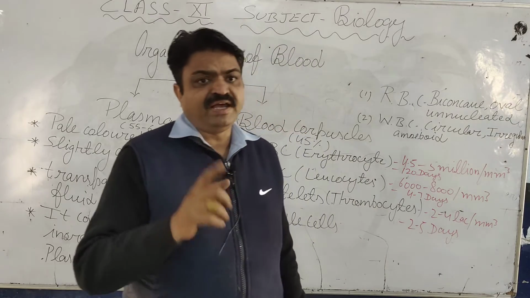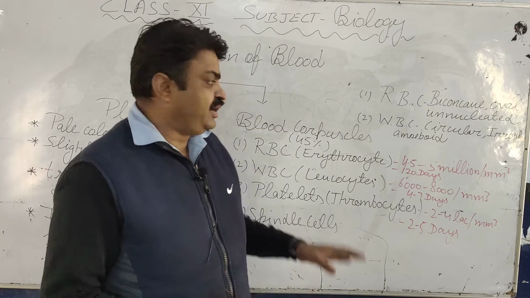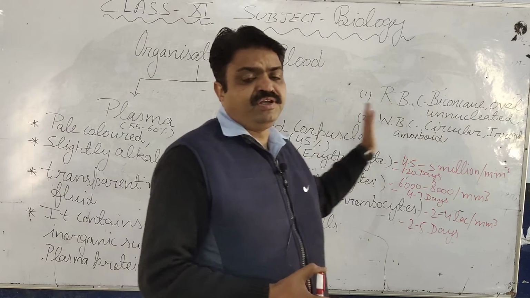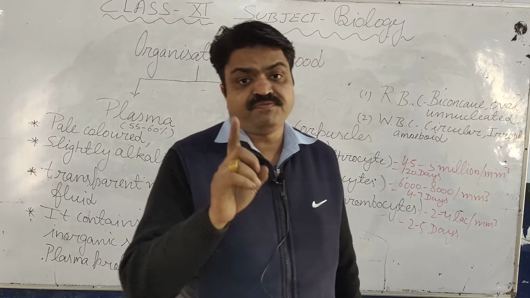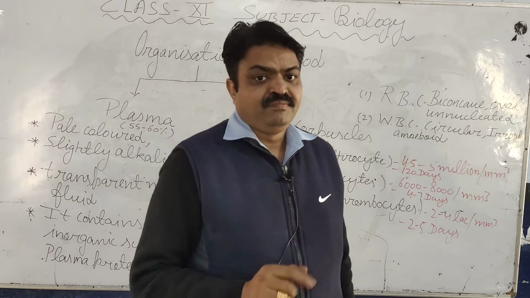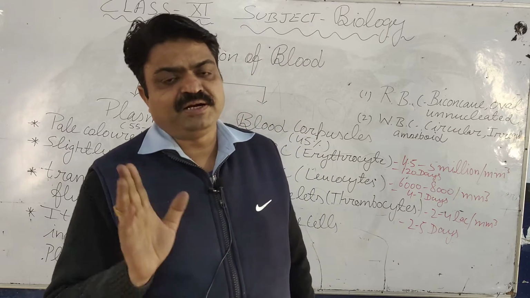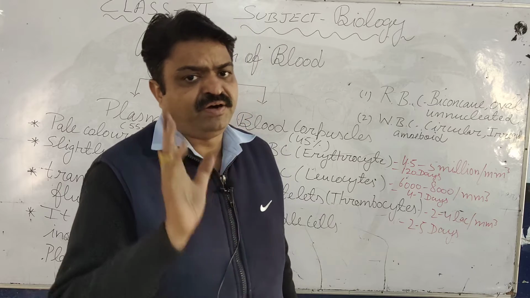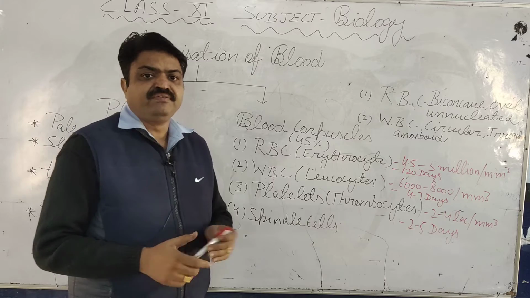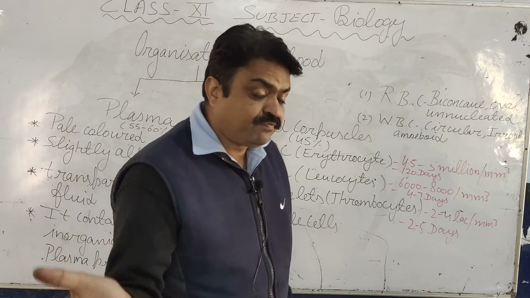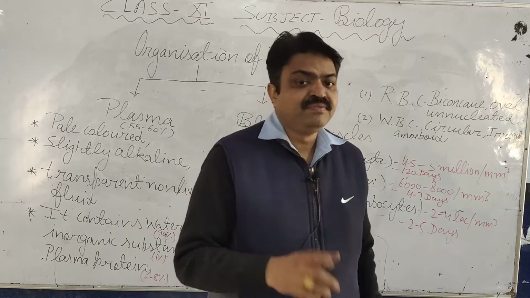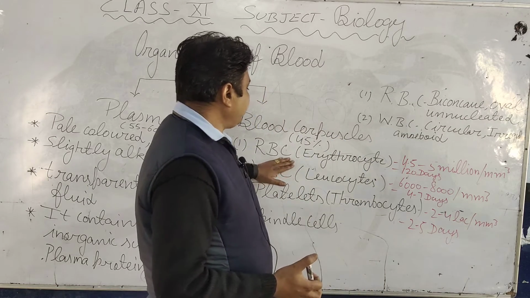Now we come to the next component, and what is it? It is blood corpuscles. There is 45% blood corpuscles found inside the blood. There are different types of blood corpuscles or cells found. The first cell that is found in the blood is RBC, student. What is the full form of RBC? It is red blood corpuscles, which means these cells have the red color.